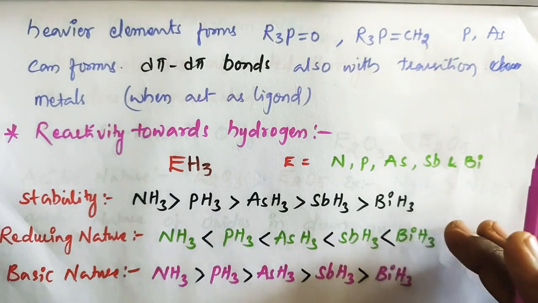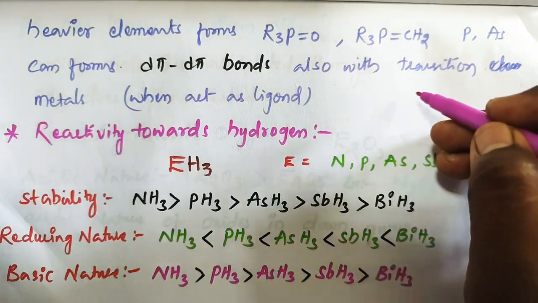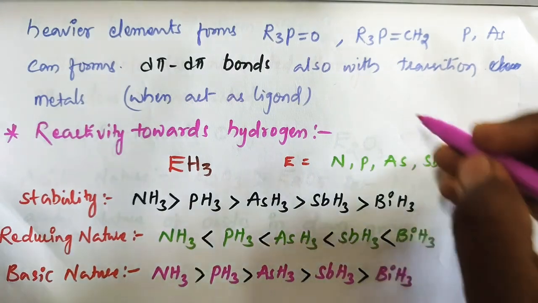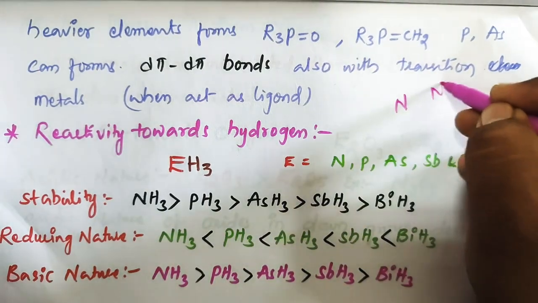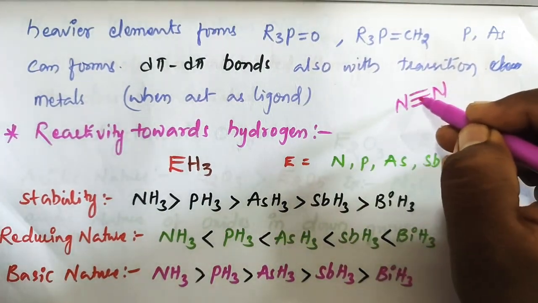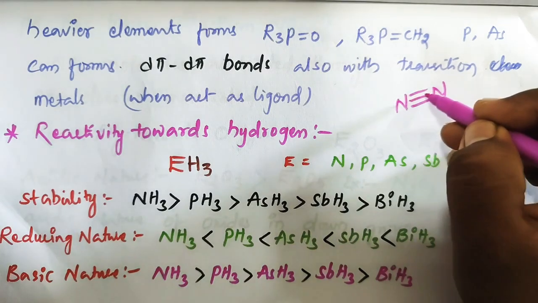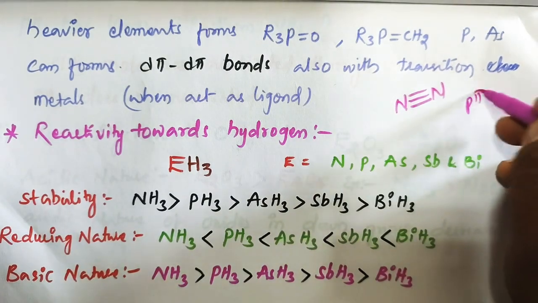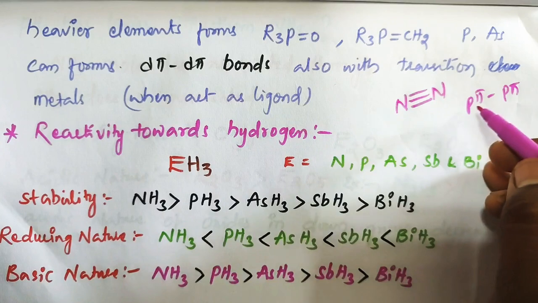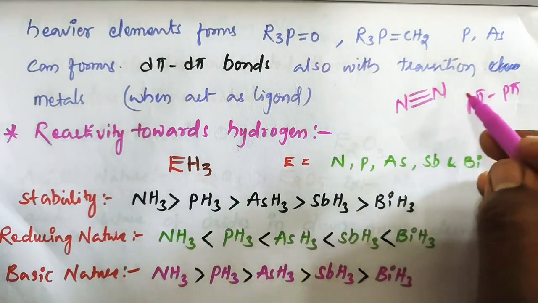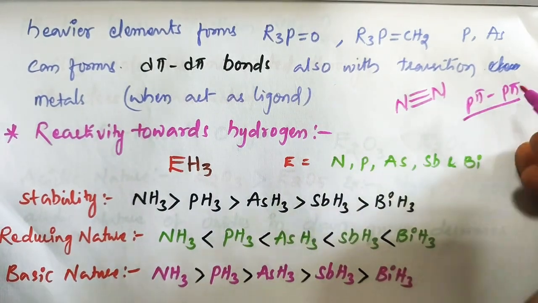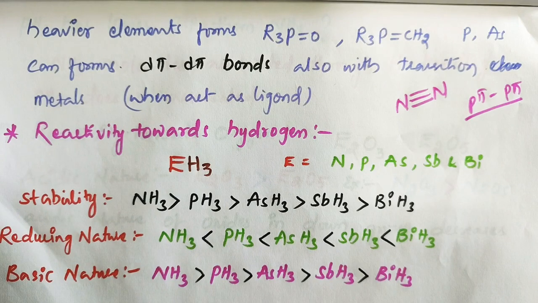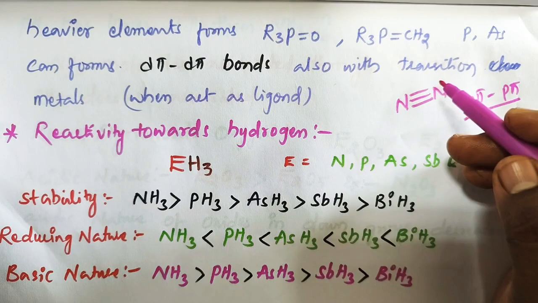Pπ-pπ bond formation takes place in nitrogen. Between the two nitrogens, one is a sigma bond and the other two are pi bonds. A pi bond is formed by the pπ-pπ overlapping of atomic orbitals. The pπ-pπ overlapping is present in nitrogen and absent in heavier elements.